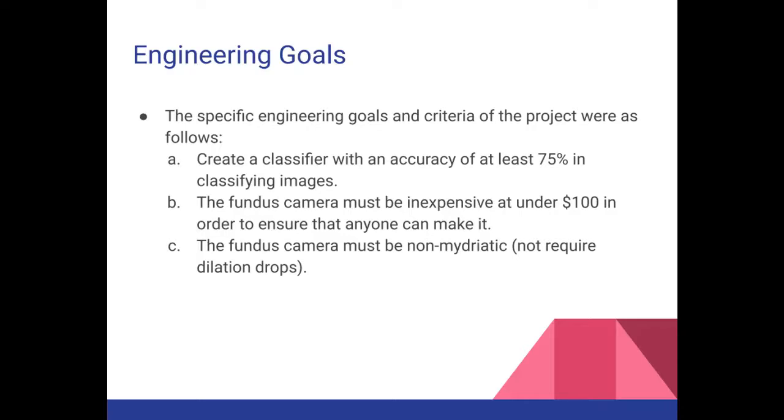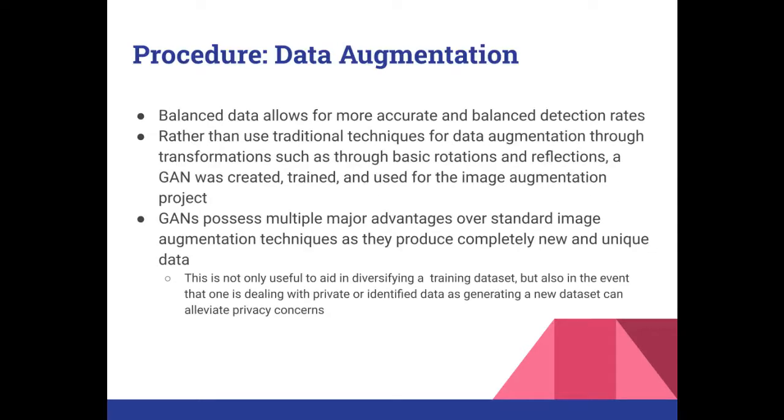So the first thing that needed to be done was data augmentation. In deep learning projects, it's important for data to be balanced, because this allows for higher detection rates and higher accuracy rates. And rather than using traditional techniques for data augmentation through transformations such as basic rotations and reflections, a generative adversarial network was created and used for image augmentation in this project.